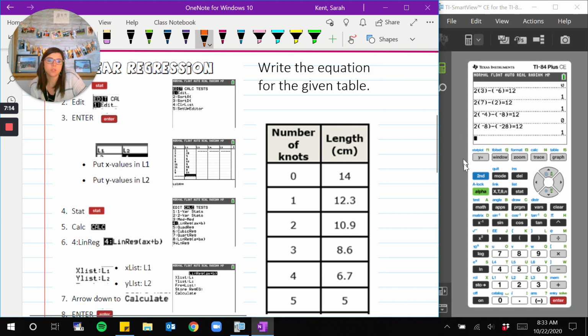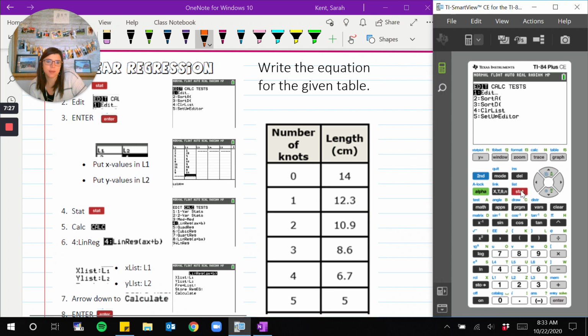So to start, we're going to press stat. So you'll find the green alpha button, then it's X, then there is stat next to it. So when I press stat, I will get this screen and I want to edit.